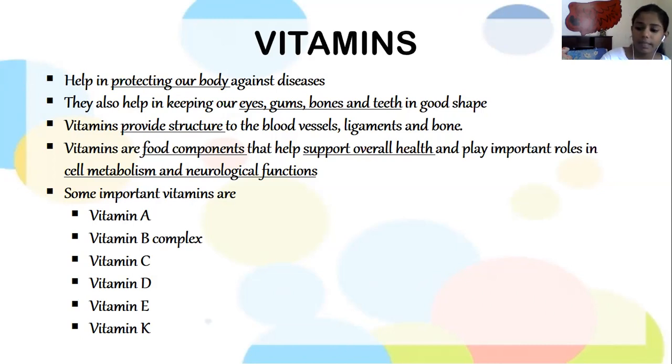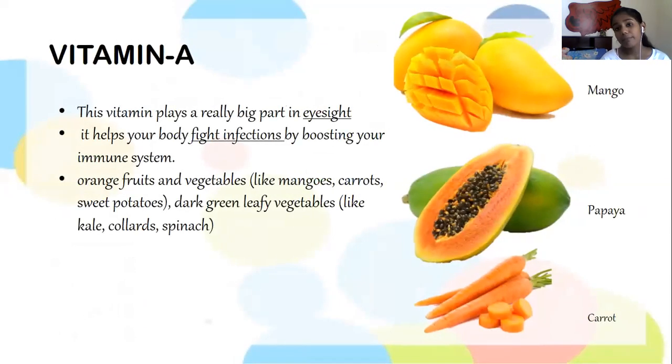Now let's elaborate on these vitamins. Vitamin A is popularly known to play a very important role in eyesight, in night vision, in your vision as a whole. There's a deficiency disease called night blindness, and it is caused by the lack of vitamin A in your body. So always make sure that you eat your mangoes, papayas, and carrots in proper amounts so that you can live a healthy life.